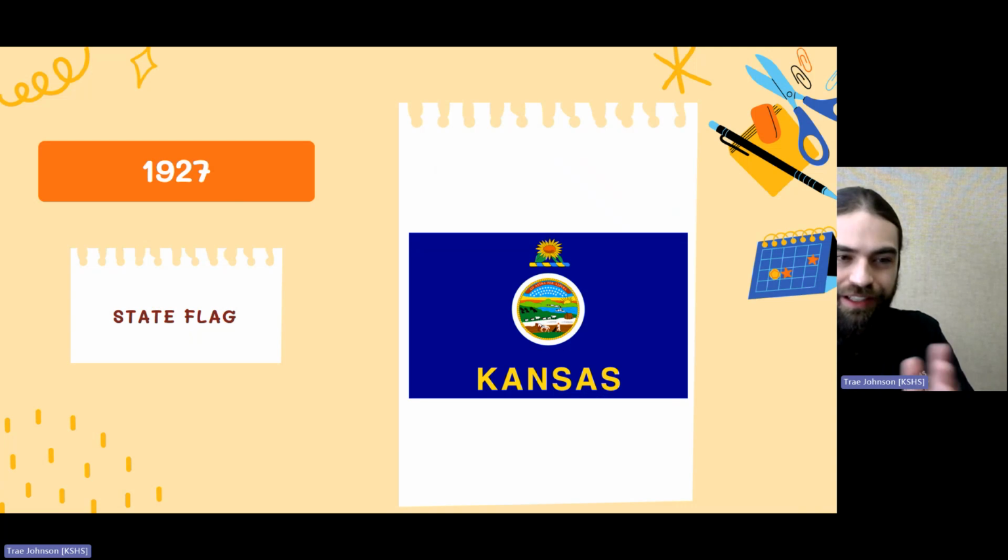And to replace it, in 1927, we have the state flag. It has the state seal and a sunflower over a bar that's both gold and light blue. In 1961, the flag was modified to have Kansas written on the flag. Later, the design of the state seal was portrayed on the flag and altered a little bit.